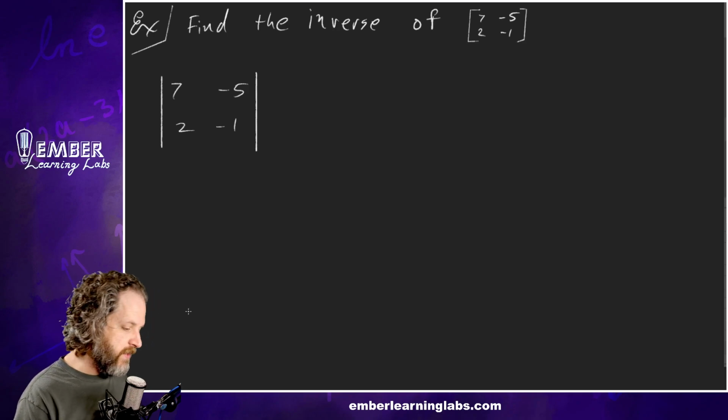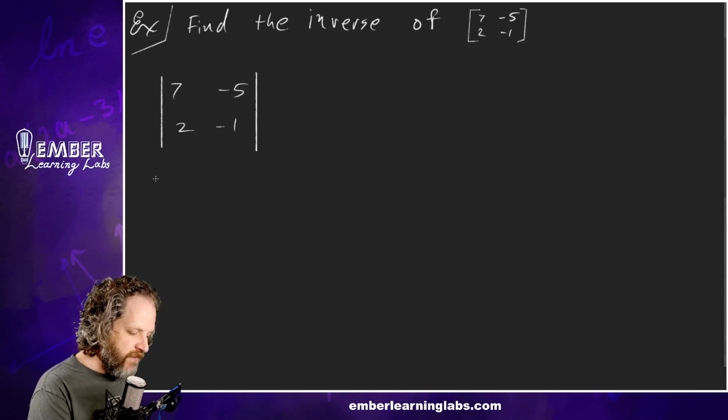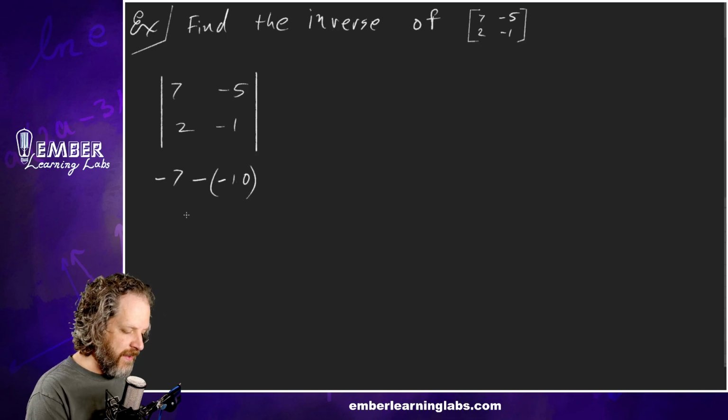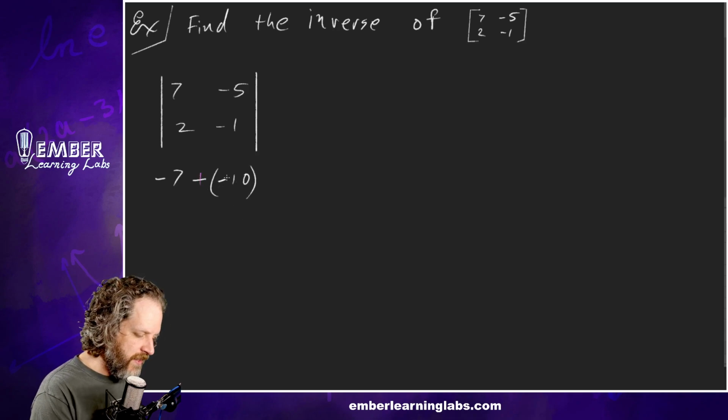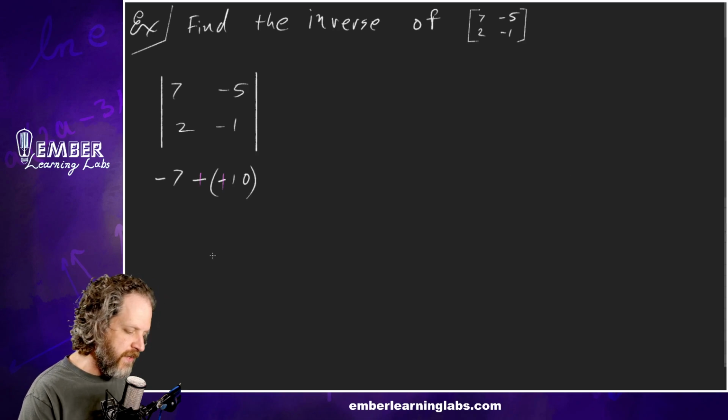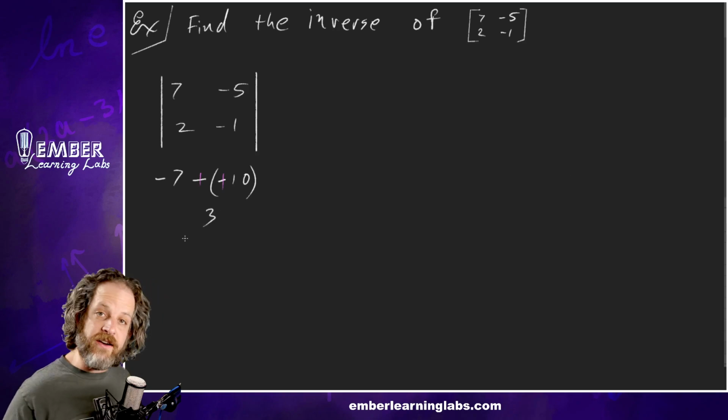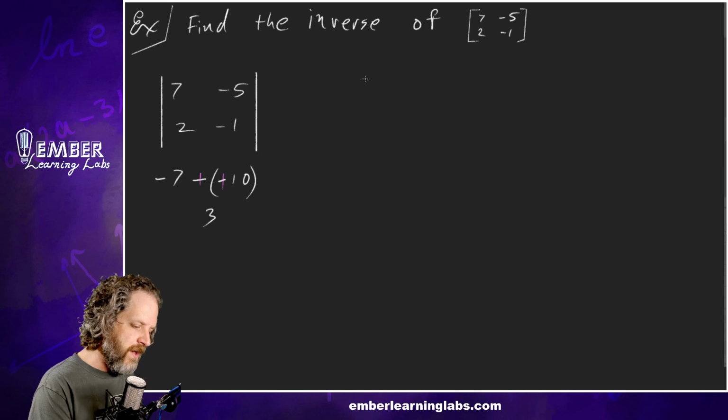So find the determinant. 7 times -1 is -7. And then we're going to do minus the up diagonal, so minus 2 times -5, which is -10. So -7 plus 10 is 3. So there's the determinant.